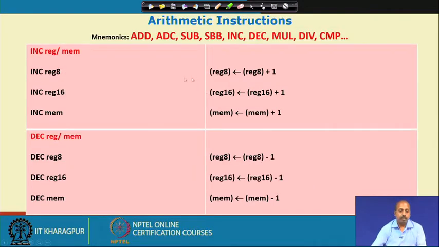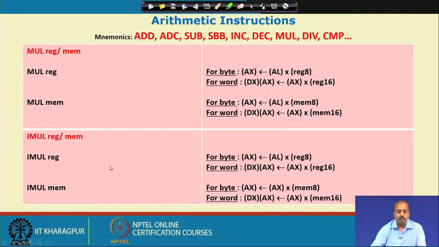Then the increment operation. You can increment an 8-bit register, a 16-bit register, or a memory location. This is the INC instruction. Similarly, we have the decrement operation: decrement an 8-bit register, a 16-bit register, or a memory location. Then multiply, where a register can be specified.